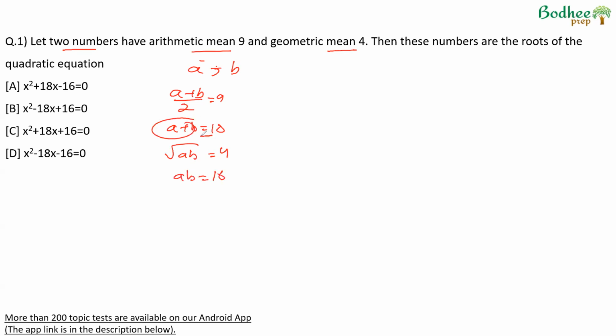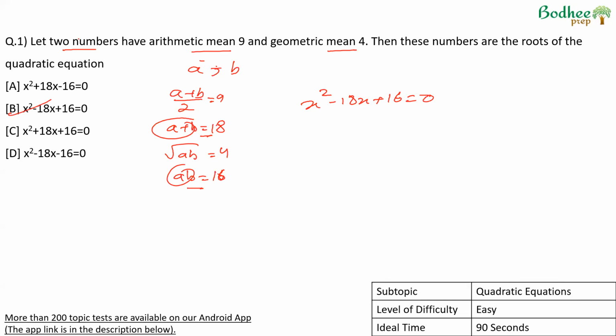The sum of roots is 18. Product of roots is 16. Therefore, the quadratic equation will simply be x square minus 18x plus 16 is equal to 0. Sum of roots is minus b by a, so we'll get 18. Product of roots is c by a, we will get 16. Hence, option B becomes the answer. I think a straightforward, easy question. Not more than a minute and a half to solve it. All we have to do is put in the values and get the equation from there.